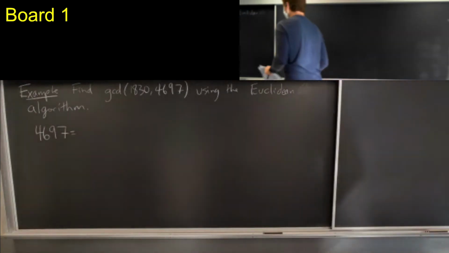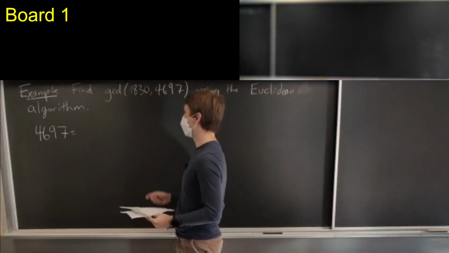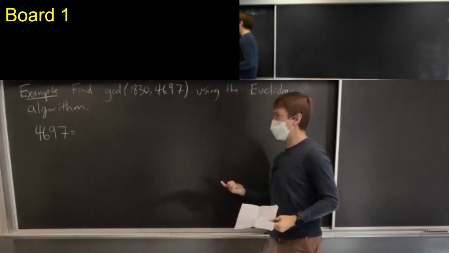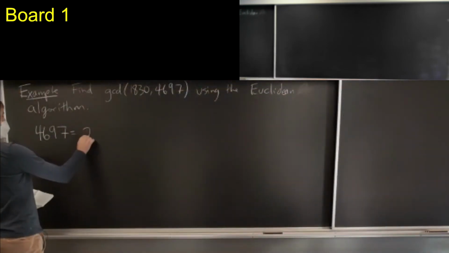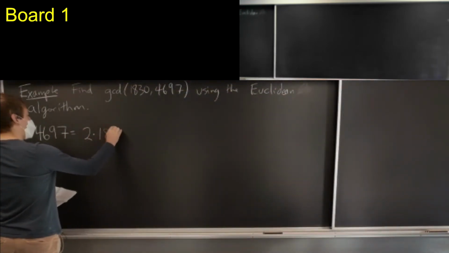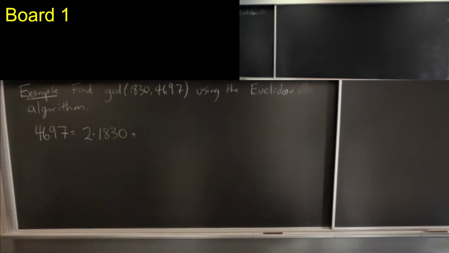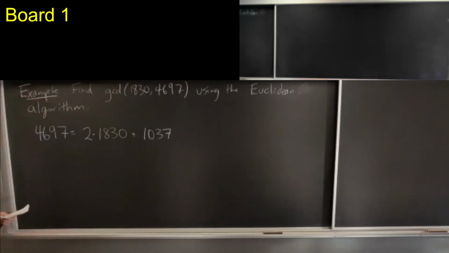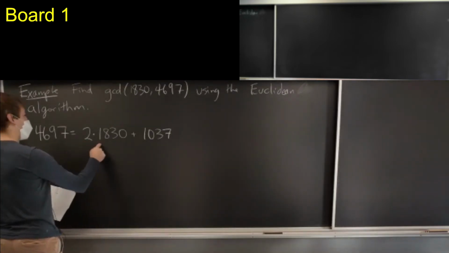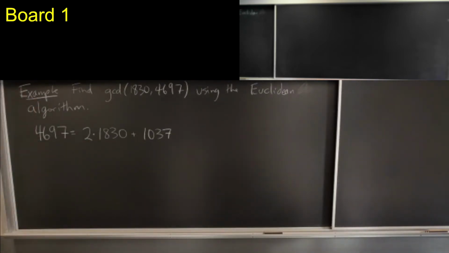We can kind of tell 1830 goes in twice here, because if you double 1830, you get about 3660. But you can also use a calculator if you want, as long as it's one of the standard UVic calculators from the bookstore. So if you feel like you are going to need a calculator, you probably want to get the one that you can use on tests. Okay, so we find the quotient is 2, the remainder is 1037. Is that right? Yeah, I think that's right.